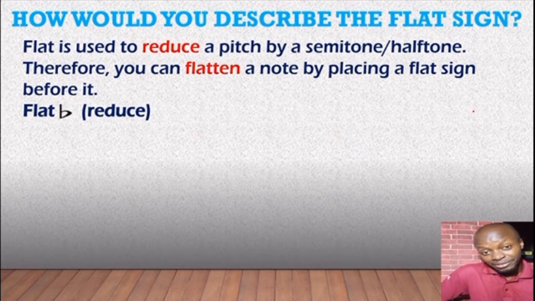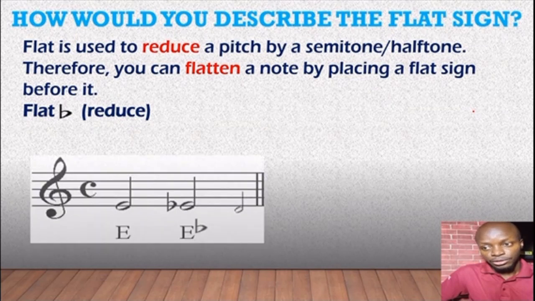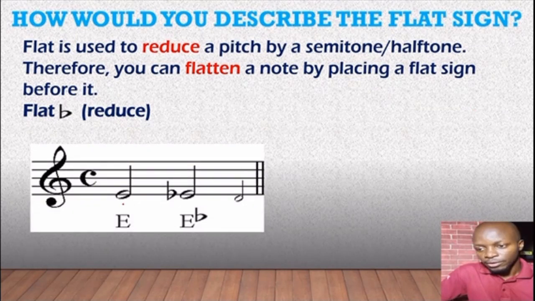So how will you describe a flat? Reduce, go down a bit, right, by a semitone. You can flatten a note, of course, by placing a flat sign before it, right? So flat reduces a pitch. So you have E. When you have a flat sign placed next to it, then you have E flat, right? And E flat is just dropping the pitch.